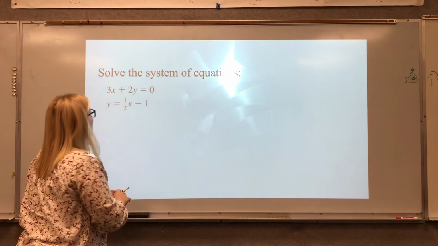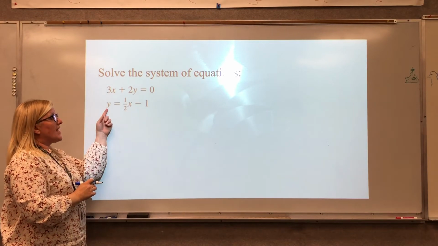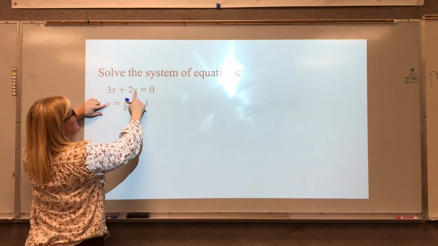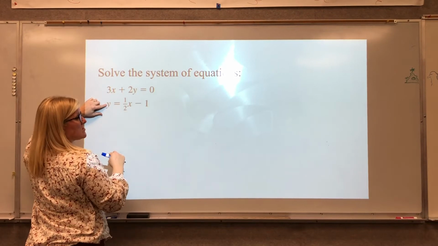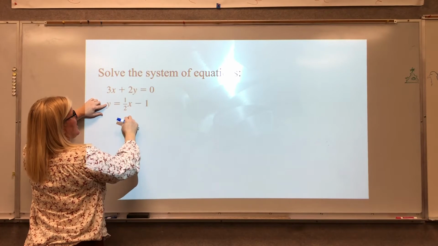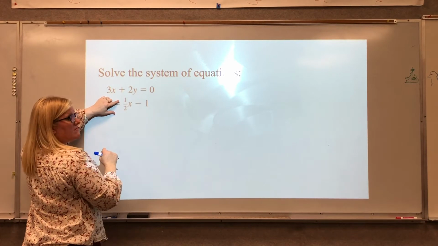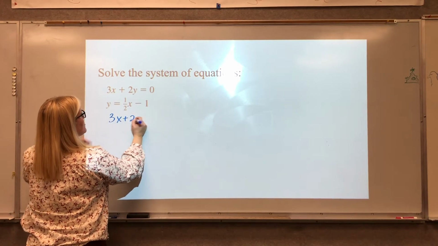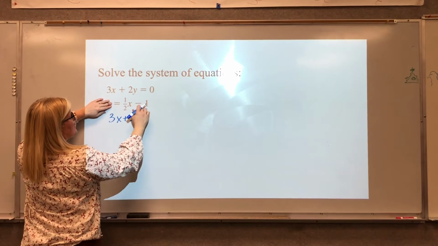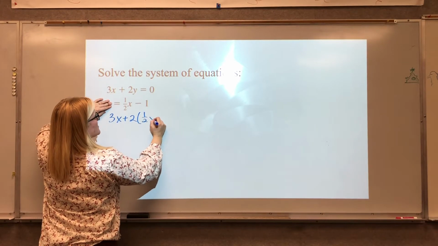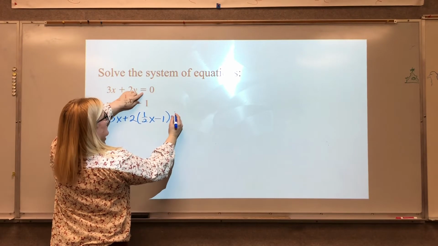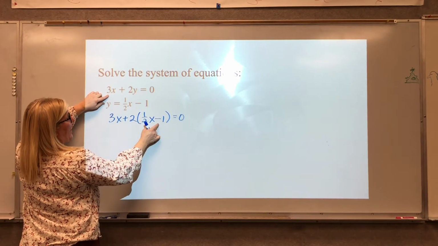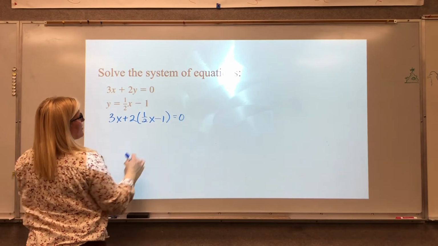Okay, so here we have another one. They gave us y all by itself again, which is nice. So that means that this y right here is going to get taken out. It got injured, and the substitute is coming in. So if I rewrite this, I have 3x plus 2 times y, which is this, so 1/2 x minus 1 equals 0. So 3x plus 2y equals 0. That's what I've got right here.